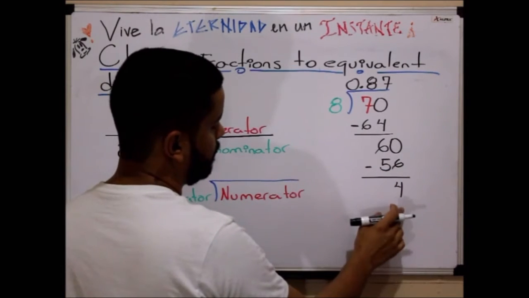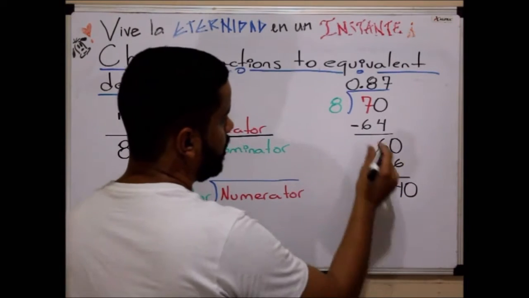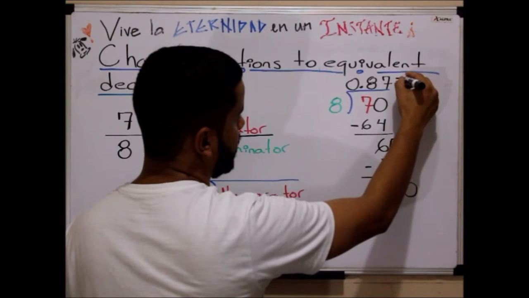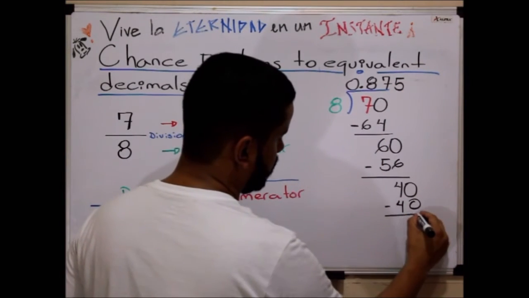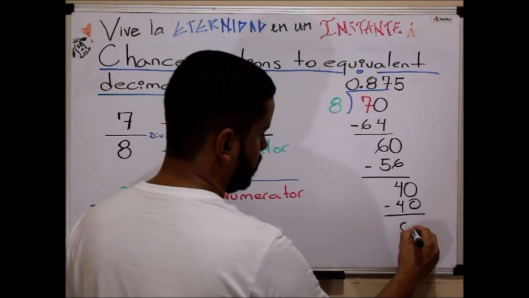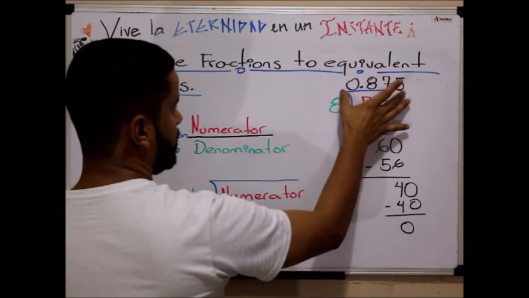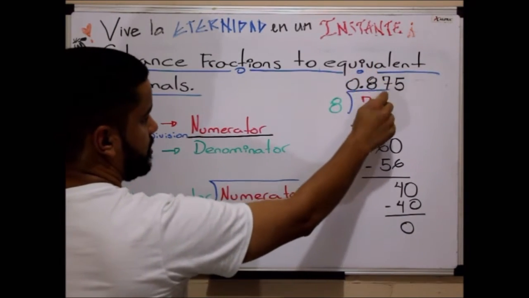Our 8 does not fit on 4, so instead of 4 we're going to write here 40. How many times does the 8 fit on 40? 5 times. So here we're going to have the subtraction of 40 minus 40, it will be 0. That means that the equivalent decimal of this fraction is 0.875.